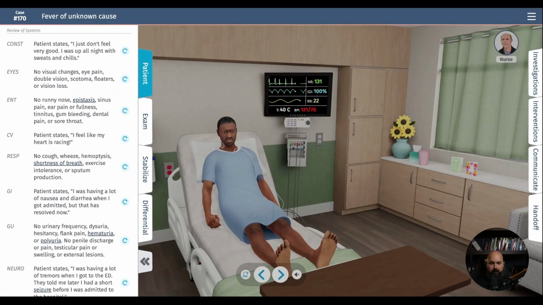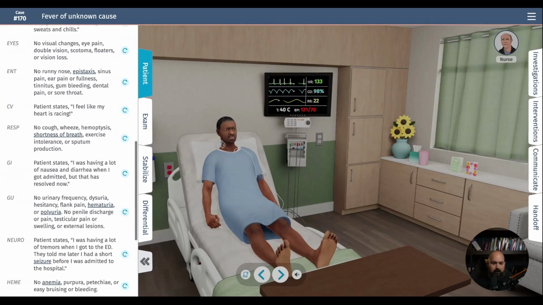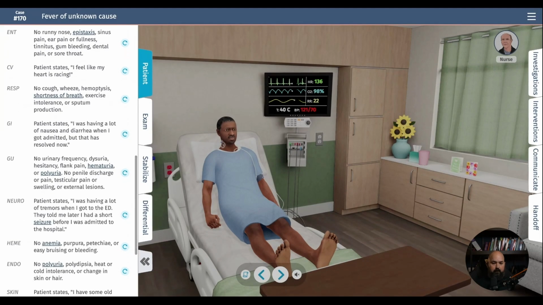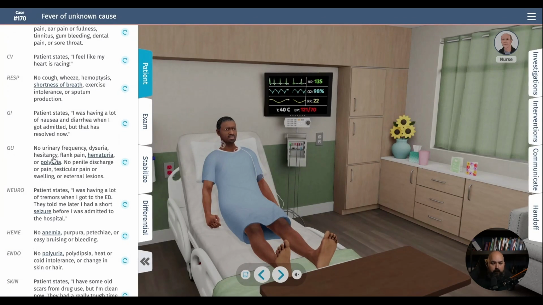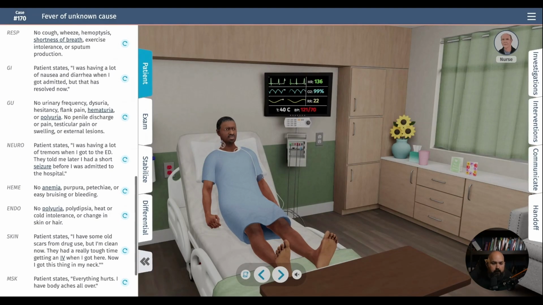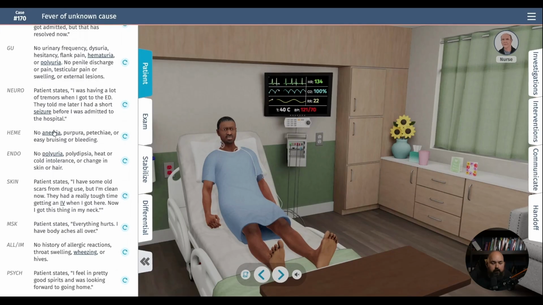I won't go through every one of these if they're negative. ENT is negative. CV, he does state, "I feel like my heart is racing," which he is tachycardic. Respiratory is negative. GI, patient states, "I was having a lot of nausea and diarrhea when I got admitted, but that has resolved now." It's very likely related to acute withdrawal syndrome. GU is negative. Neuro, patient states, "I was having a lot of tremors when I got to the ED. They told me later that I had a short seizure before I was admitted to the hospital." So, alcohol withdrawal related seizure.